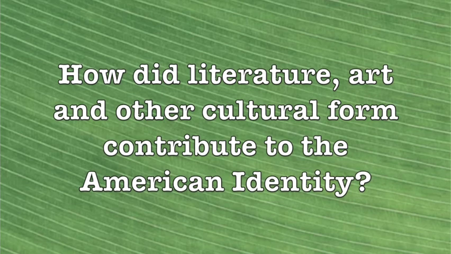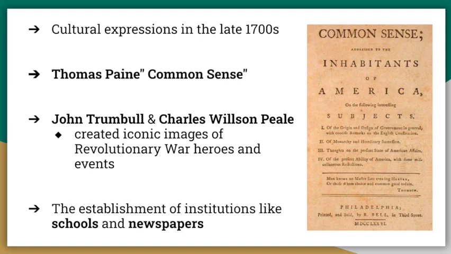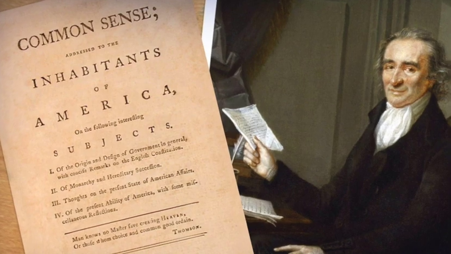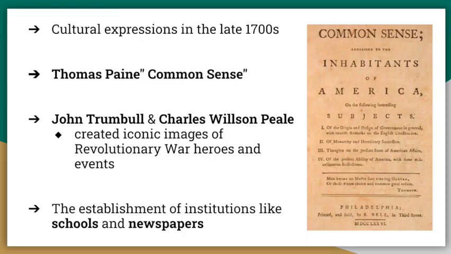The late 1700s also saw the beginning of American cultural expression. How did literature, art, and other cultural forms contribute to the emerging national identity? Cultural expressions in the late 1700s played a significant role in shaping American identity. Writers like Thomas Paine, with works such as Common Sense, began to develop a distinctly American voice. In art, figures like John Trumbull and Charles Willson Peale created iconic images of Revolutionary War heroes and events, fostering a sense of national pride. Additionally, the establishment of institutions like schools and newspapers helped to disseminate American ideals and create a shared cultural experience.